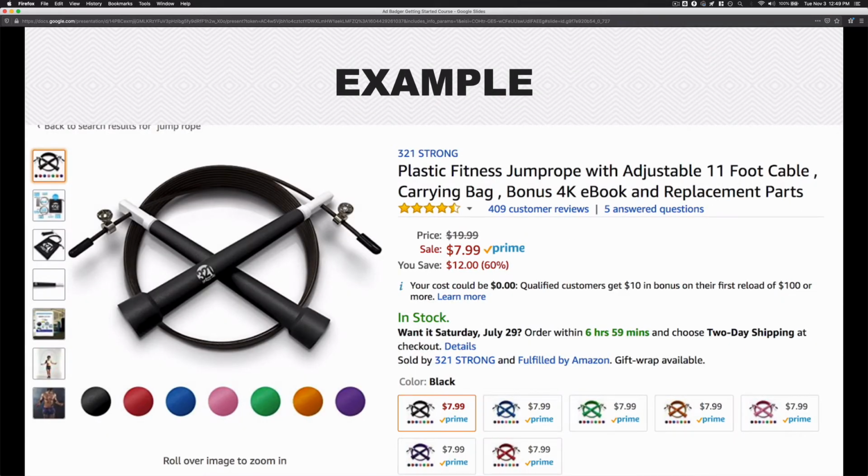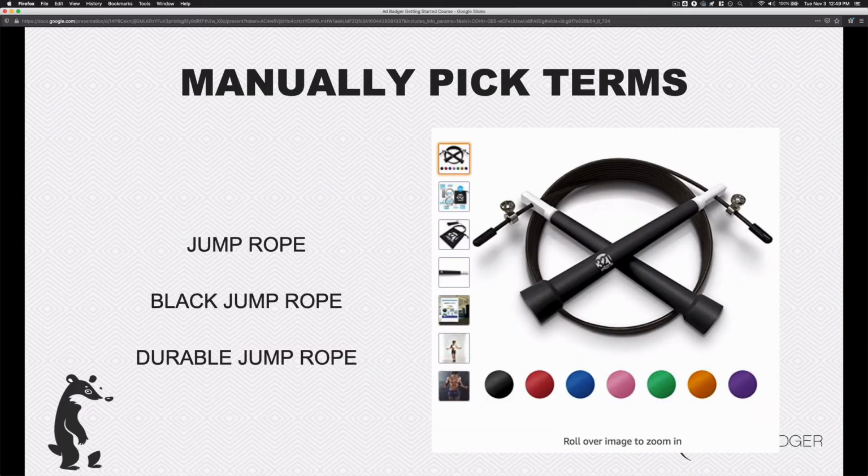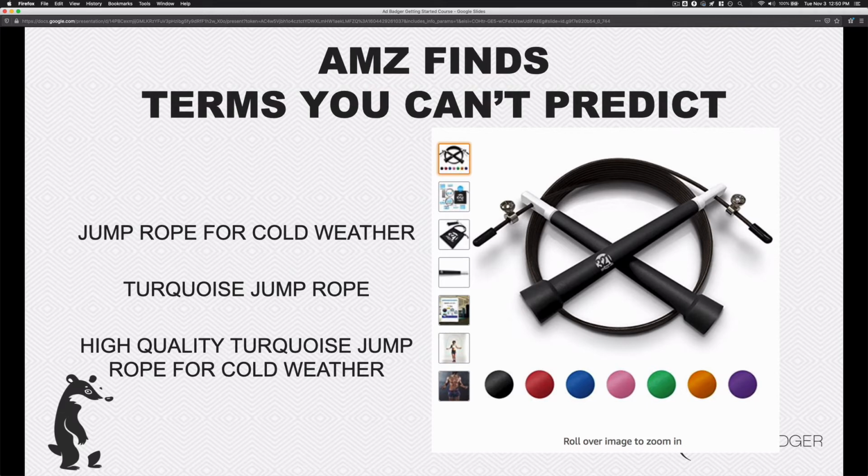Let's say I'm selling this jump rope, and I were to think of all the terms and use a keyword research tool to find all the terms that I think people could search. I might get jump rope, black jump rope, durable jump rope. What about somebody that lives in North Dakota and it's very cold there and they search for things that I could have never possibly predicted, like jump rope for cold weather, turquoise jump rope, high quality turquoise jump rope for cold weather. While these might be rare, when you take into account all the things that I could never ever predict, it ends up being quite a lot.